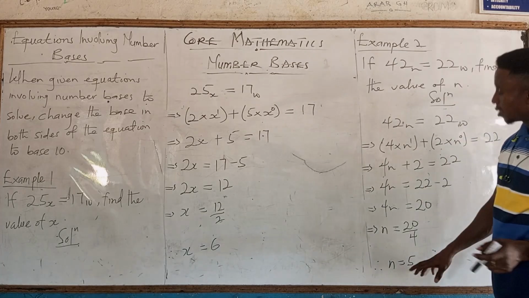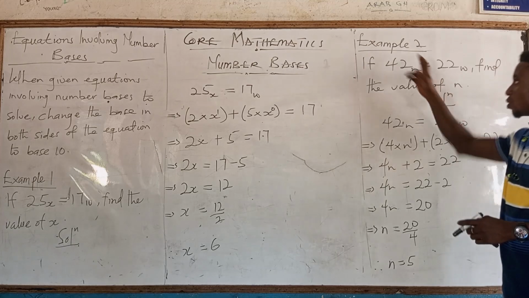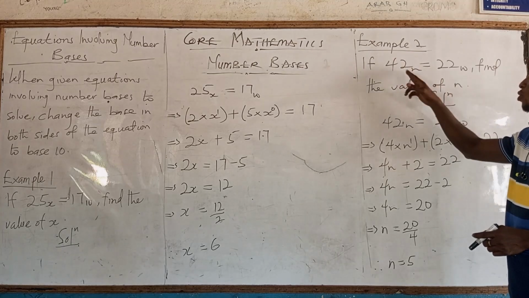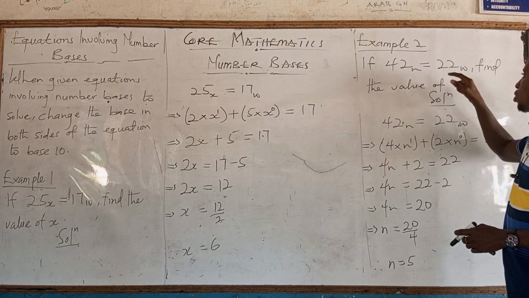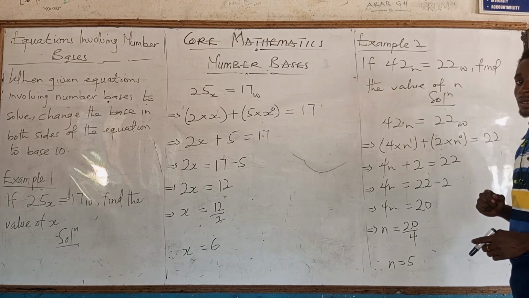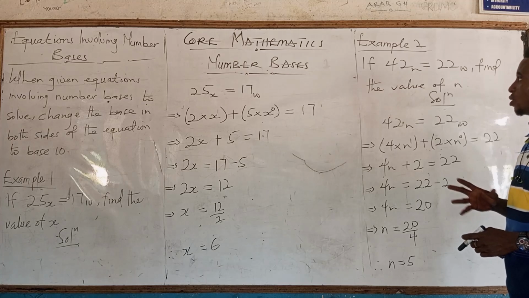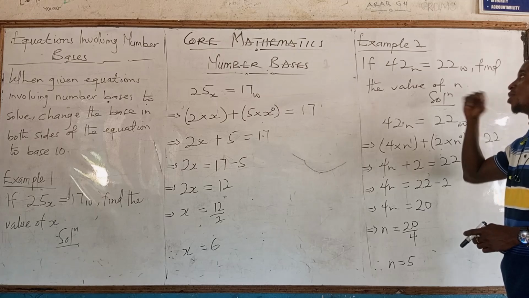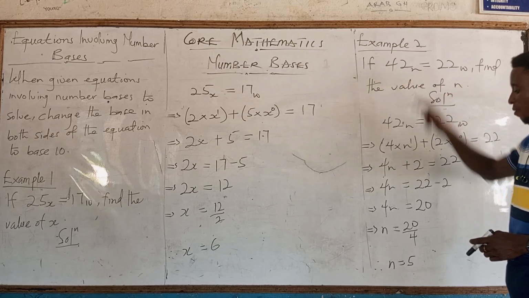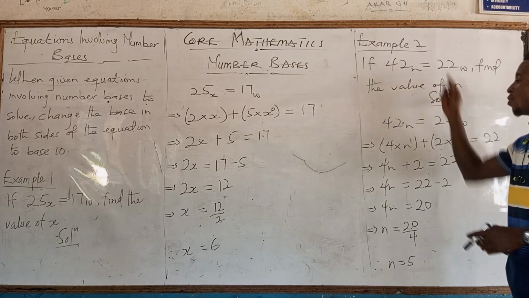So, what does this one say? It also says that for base 2, what number will get you 22 base 10? That is all that we are saying. So we are saying what? 42 base 5 will get us 22 base 10. Meaning what? 42 base 5, when we convert to base 10, will get us 22.